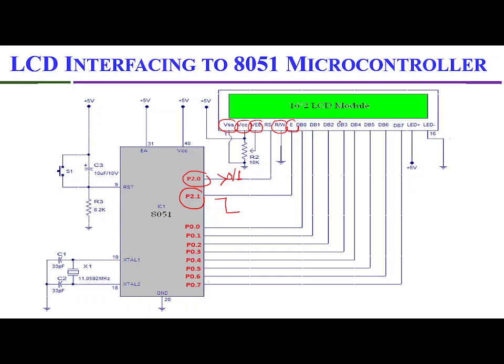Then DB0 to DB7 are the 8 data pins. They are going to port 0 as shown. Of course, LED plus will be going to plus 5 volt and LED minus goes to ground. The 8051 has 2 pins for supply, so one goes to plus 5 volt, the other goes to ground. Then 2 pins are for the crystal. Here we are using a crystal of value 11.0592 megahertz, and this mechanism is used for reset purpose.